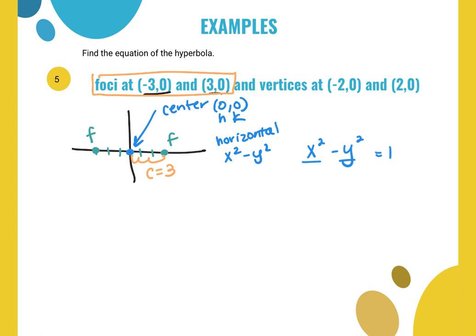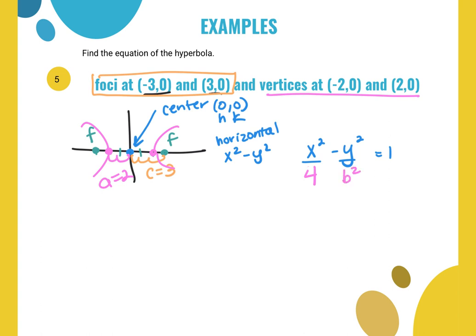Now we go to the second one, and that says there are vertices at -2, 0, and 2, 0. And that's consistent with knowing that this is a horizontal hyperbola, and those branches would point out around the foci. So this confirms the horizontal, and it tells us a, because a is the distance between the center and the vertex, so a is 2. Because a squared was under the x squared, I can put 4 there now. And all I need is the b squared.